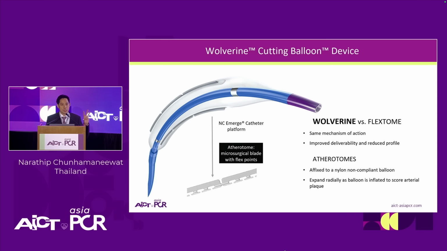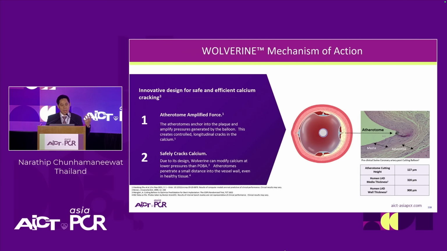For the Wolverine cutting balloon in the workhorse platform, you have 3 surgical blades, and in the big platform you have 4 surgical blades mounted on the balloon. So it is very effective to cut the tissue. That's why we call it focal force.